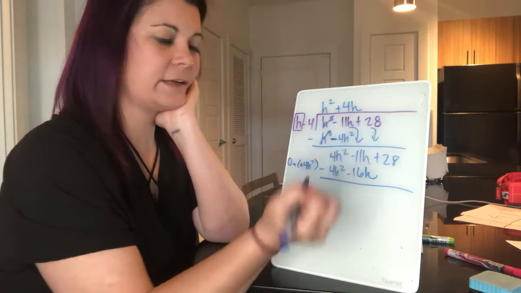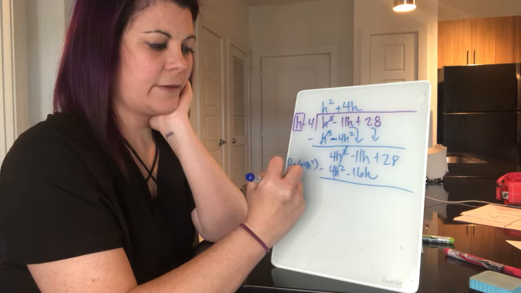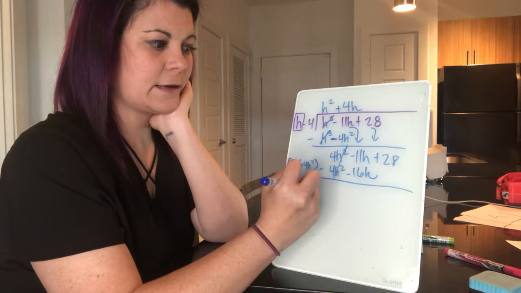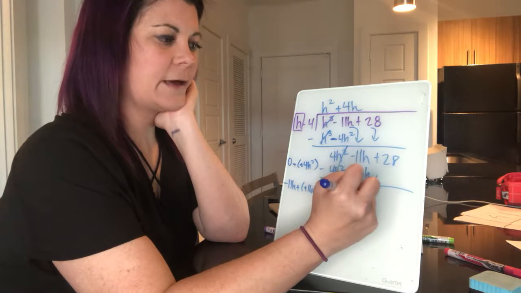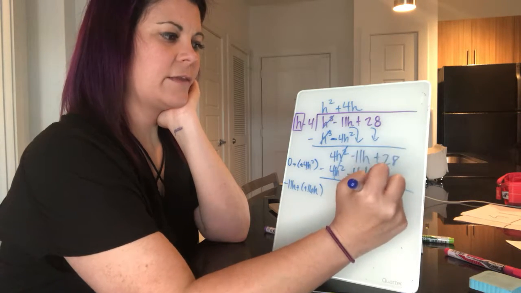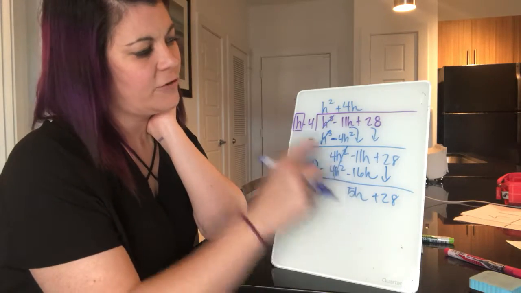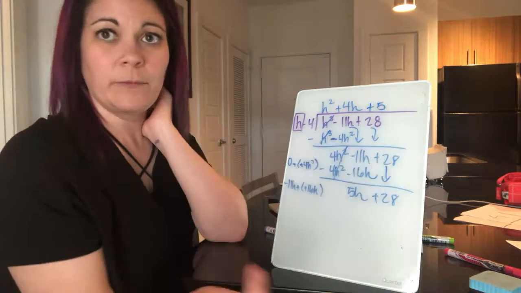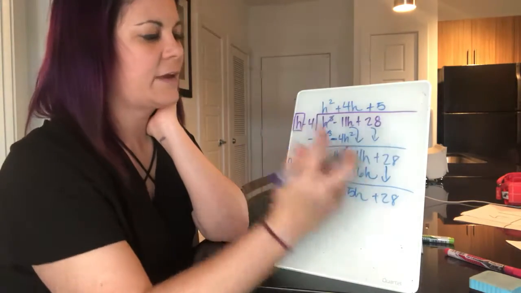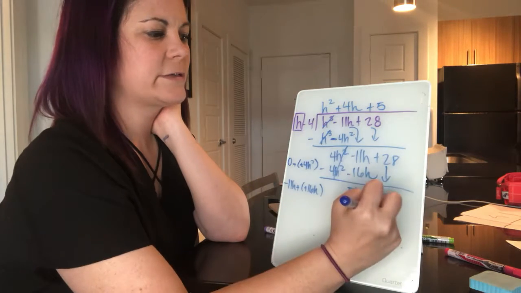Again, we're subtracting these. 4h squared minus 4h squared gives you 0. A negative 11h minus a negative 16h would be a positive 5h. And then we bring down the plus 28. Do it again. 5h divided by h is just a positive 5. And then we do the multiplication again. 5 times h is 5h. 5 times a negative 4 is a negative 20.